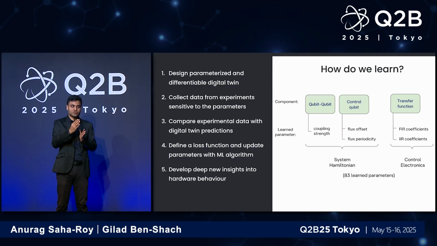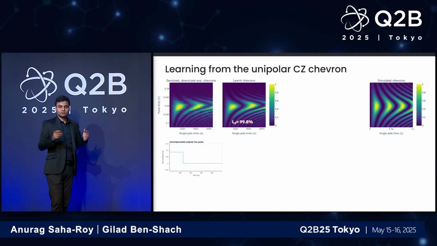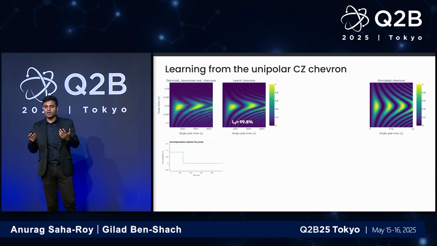So, transfer function. You have this cabling, and you want to understand what kind of distortion is taking place when the signal goes from the classical control stack all the way to the cryogenics into the final chip. So learning is good, but what can you do with learning?